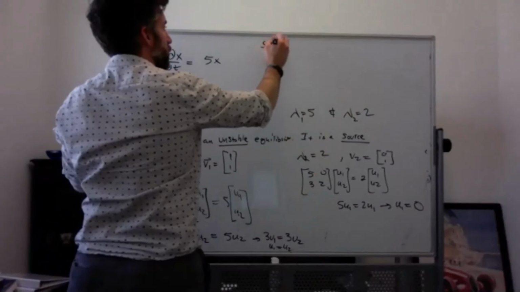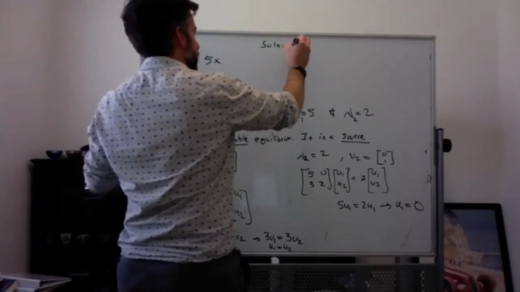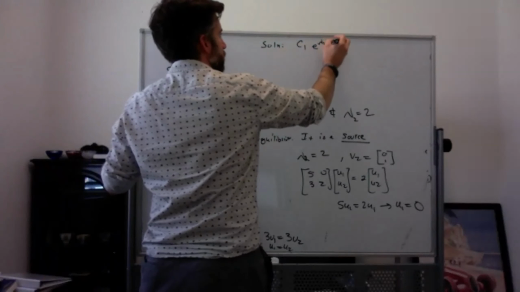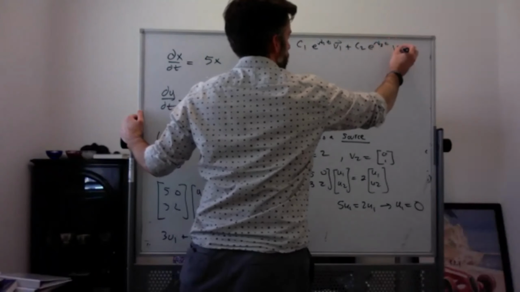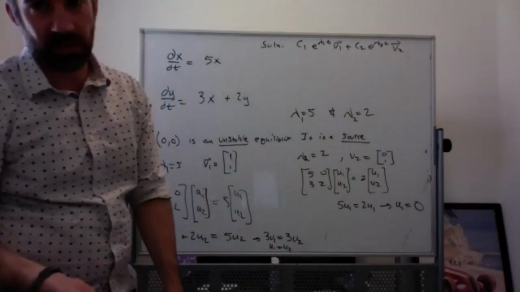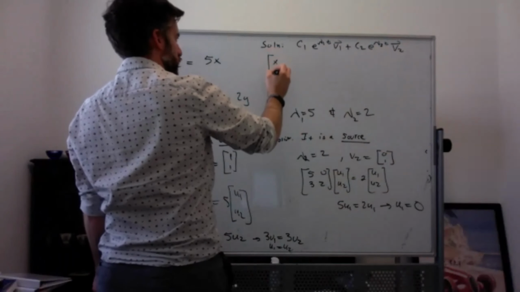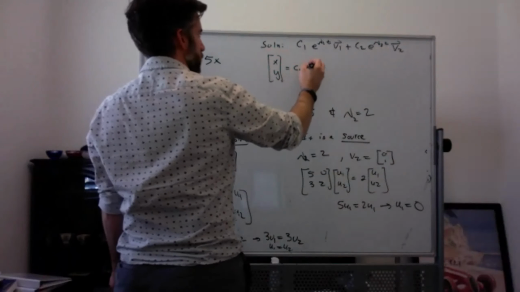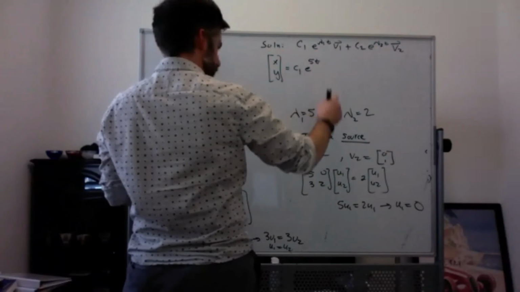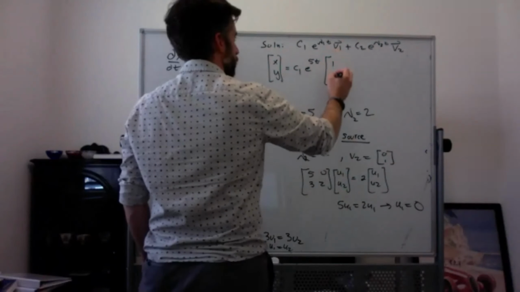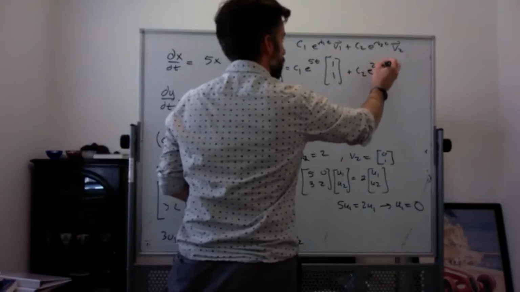So our solution, which again, I would probably encourage you to memorize this next thing I'm going to say. The solution is C1 e to the lambda 1 t v1 plus C2 e to the lambda 2 t v2. Now you're going to see this a whole lot. So in this case, our solution is x y equals C1 e to the 5t times v1, which is 1, 1, plus C2 e to the 2t times v2.